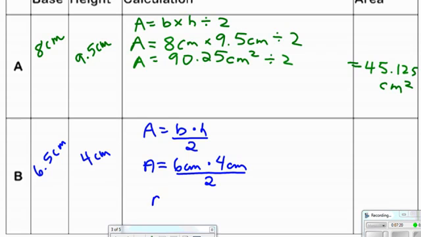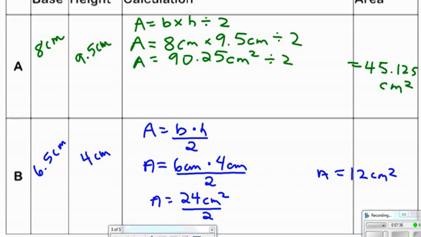So we get area equals 24 centimeters squared divided by 2. So the area is 12 centimeters squared. Hopefully that is a nice, easy review for you.